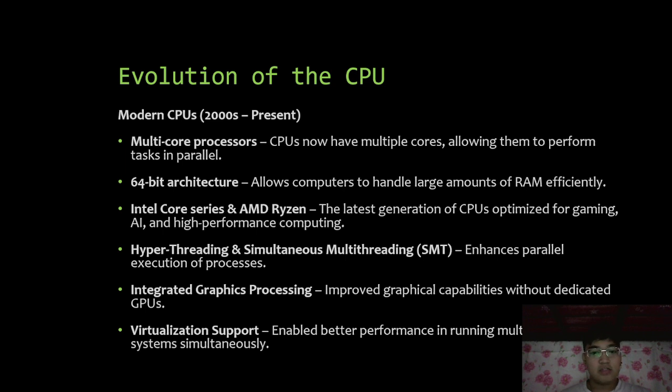Hyperthreading and simultaneous multithreading, or SMT, enhance parallel execution of processes. Integrated graphics processing improves graphical capabilities without dedicated GPUs. Virtualization support enables better performance in running multiple operating systems simultaneously.